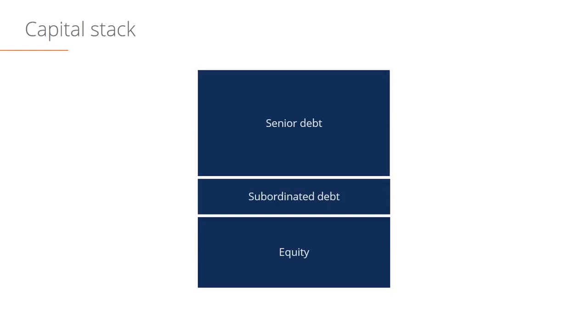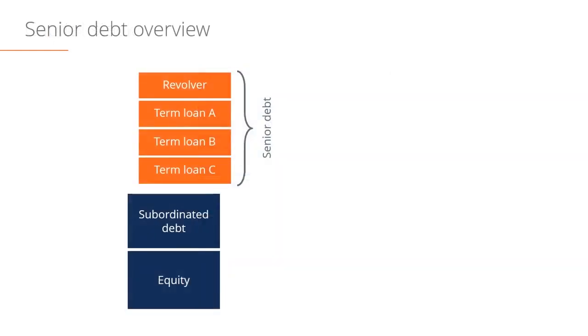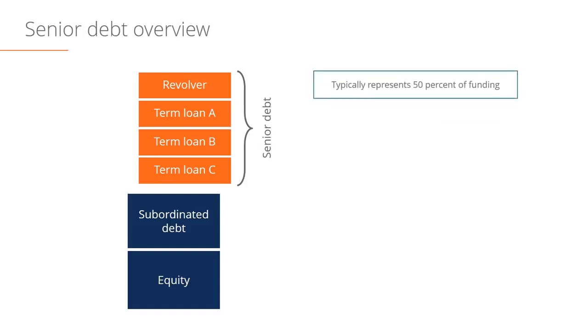So let's take a closer look at the senior debt section of the capital stack. There are a few main components of senior debt. Typically, companies have a revolving line of credit facility, and then they may have various tranches of term loans, A, B, and C in this example. This whole section makes up senior debt. Typically, this could represent up to 50% of the funding of an acquisition, and that equates to somewhere in the order of 2 to 3 times debt to EBITDA.